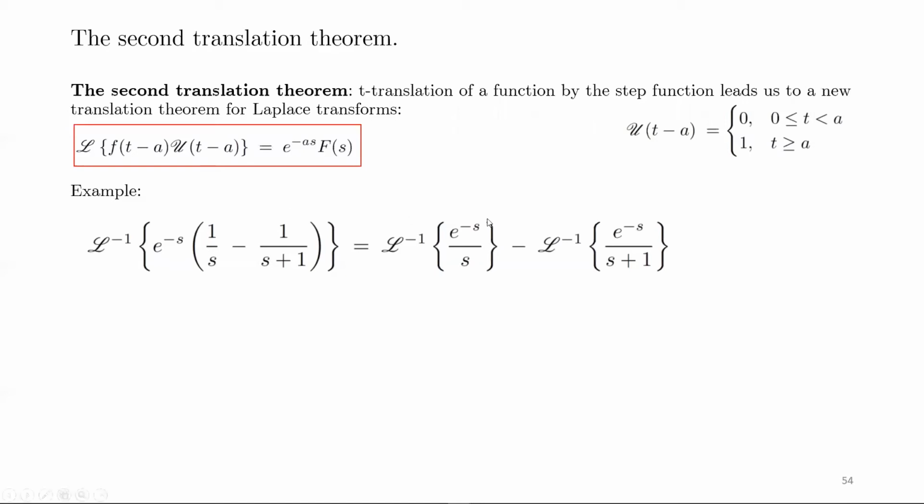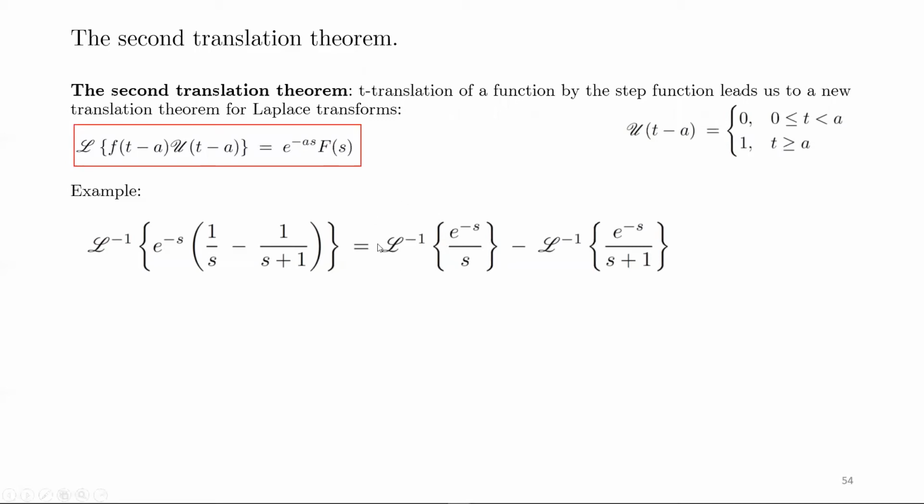F of s in this first term here is 1 over s. If I completely ignore this exponential and I took the inverse Laplace transform of 1 over s, what would I get? Well, I would just get 1, right? The Laplace transform of 1 is equal to 1 over s.